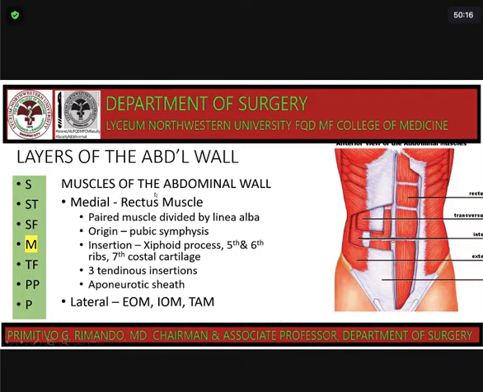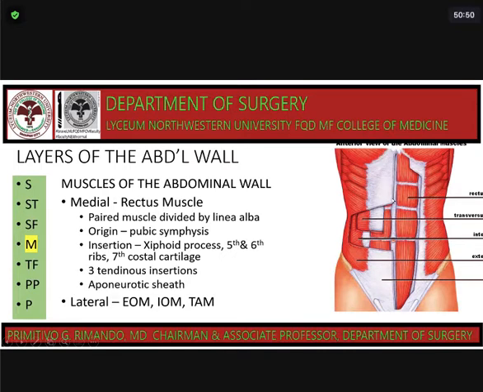So rectus means straight muscle. It's paired, and the origin is the pubic symphysis, and the insertion is the xiphoid process. As we go laterally, it also inserts into the fifth and sixth ribs and the seventh costal cartilage. And then you find three tendinous insertions.